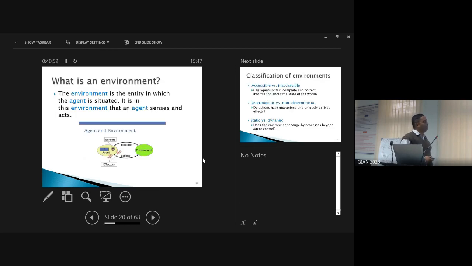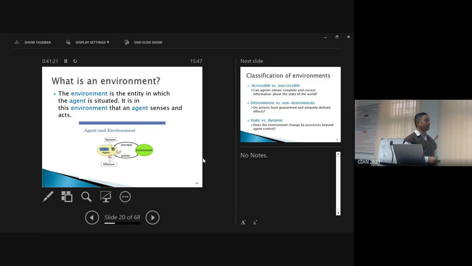So what is an environment? The environment is the entity in which the agent is situated. It is in this environment that the agent senses and acts. So see the typical example or a picture. You can call it a bee, a sort of bee, which senses its environment through its sensors. That is called perception of the environment.